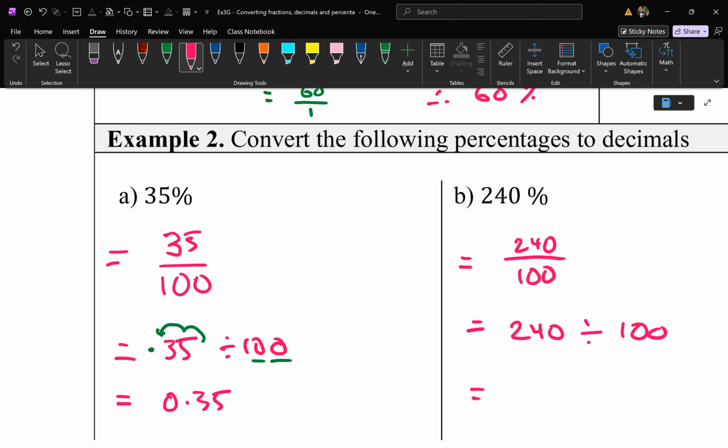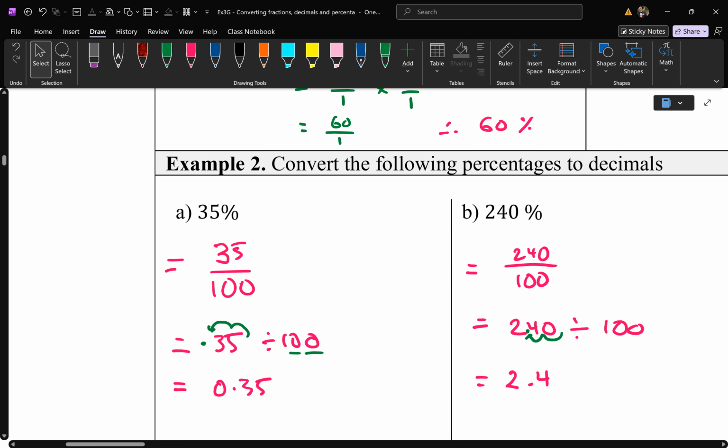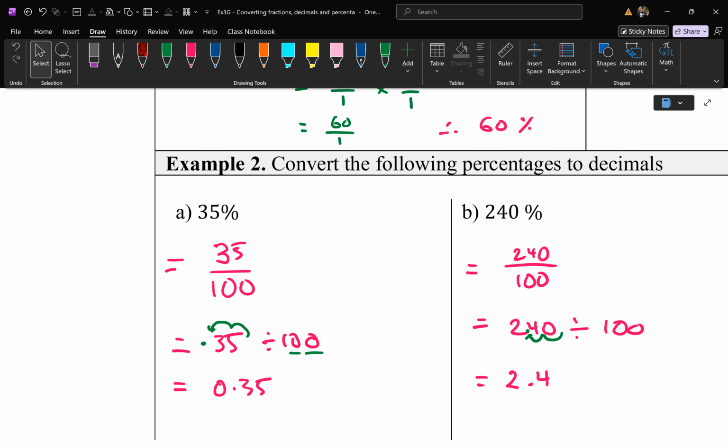Now let's practice again. Dividing by 100. Do I move left or do I move right? Left. How many units? 2 place values. So 1, 2. I move it over here. So therefore the answer must be 2.4. So 2.4 as a decimal actually means 240%. 0.35 as a decimal means 35%.